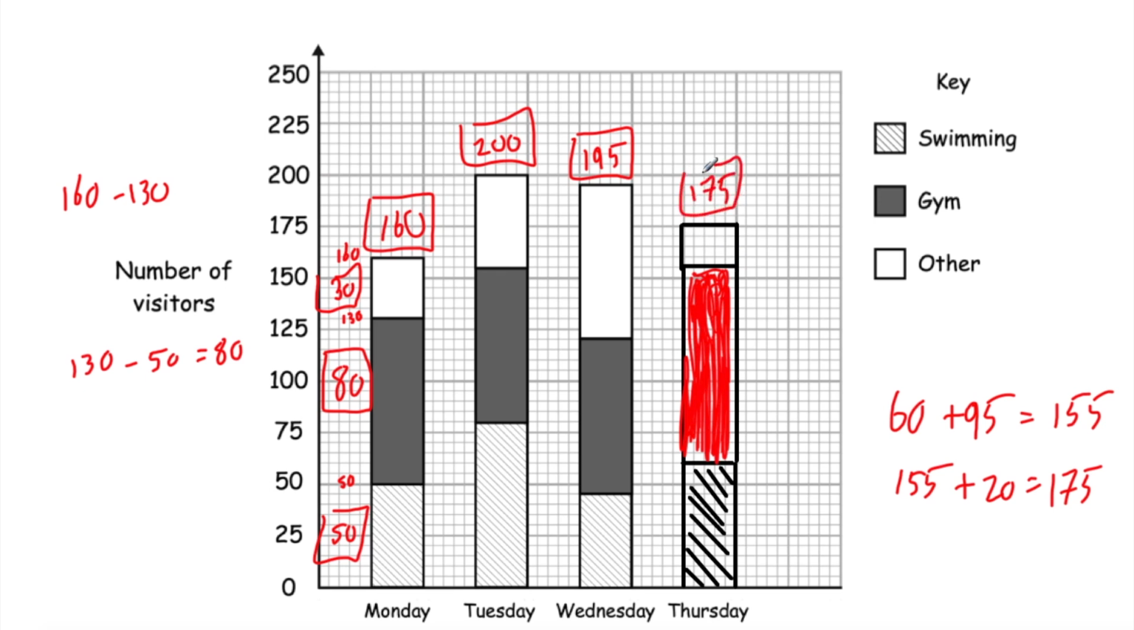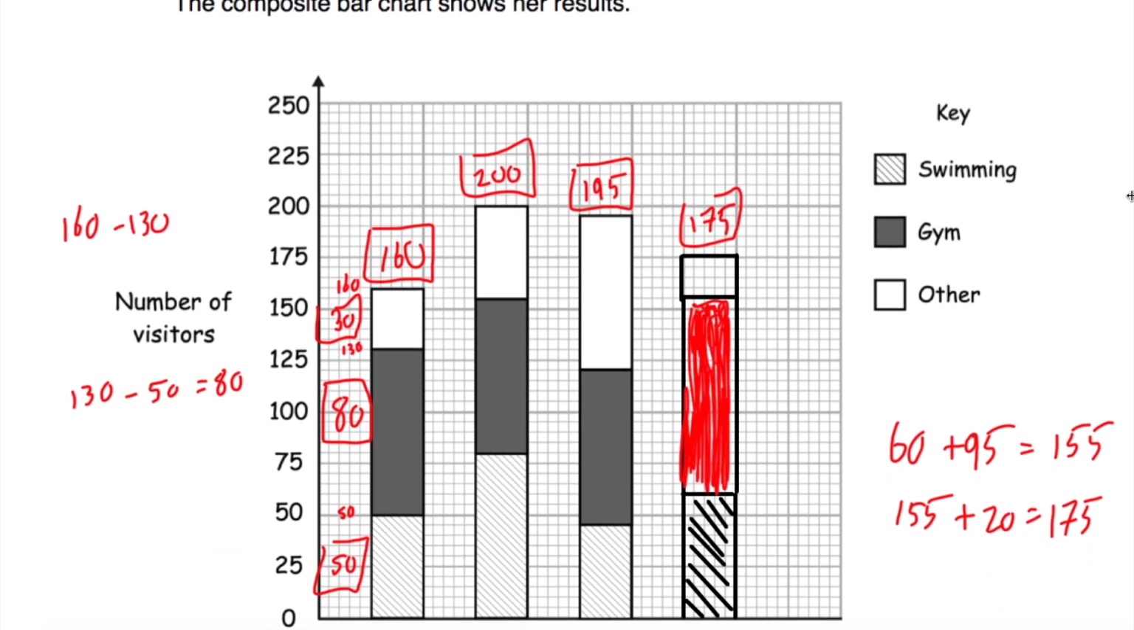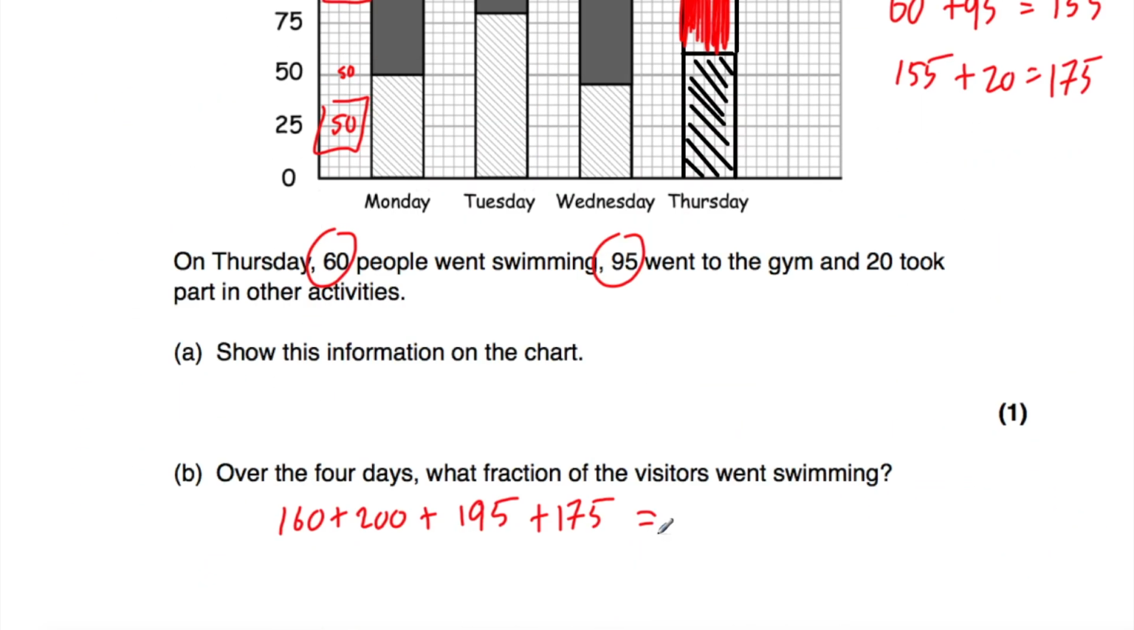So we now know how many people visited the gym on Monday, Tuesday, Wednesday, and Thursday, and we just need to add those up to get the grand total. And just checking, it is a calculator question, so that's fantastic. So let's do that. If we add those up, we get 730. So that means there's 730 visitors altogether.